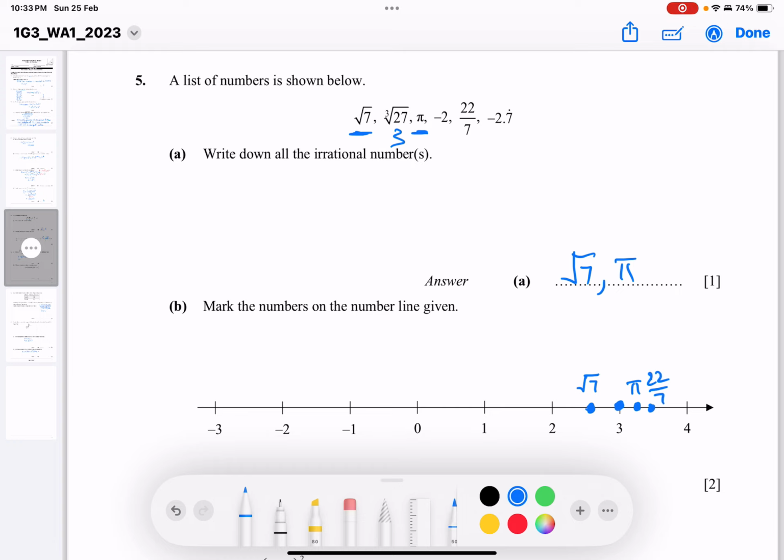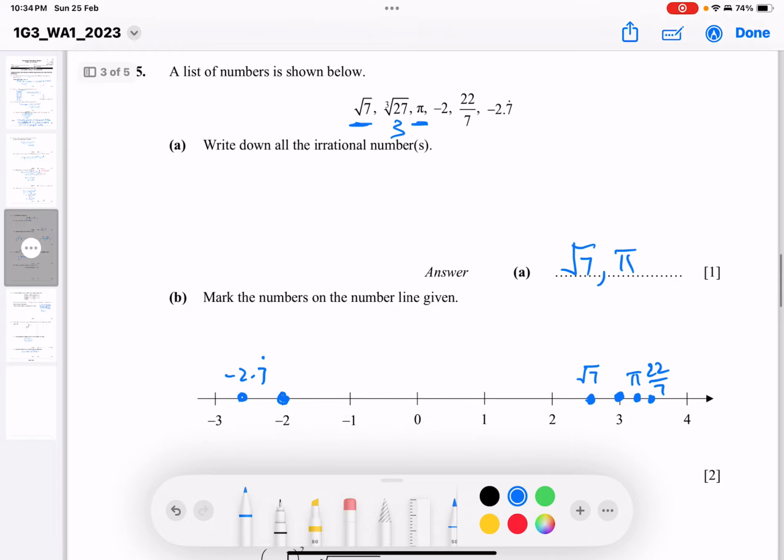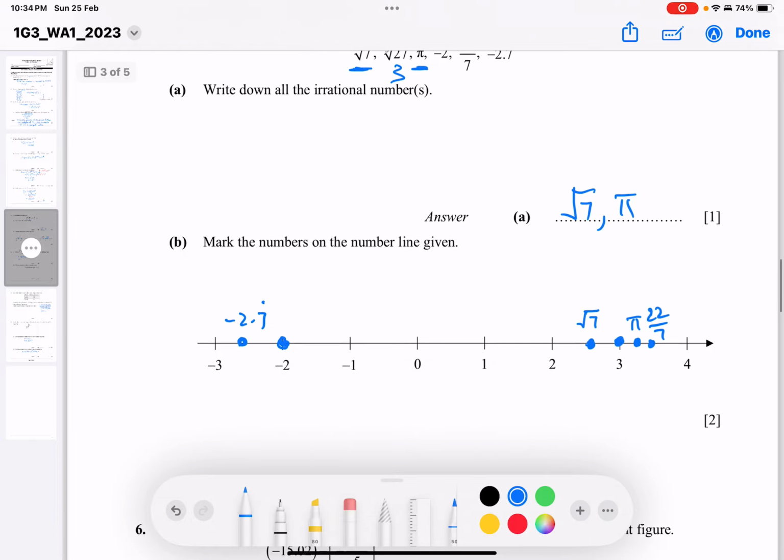Next, we have negative 2. And then we have negative 2.7 recurring. Okay, there are 6 numbers, so we have 6 dots.